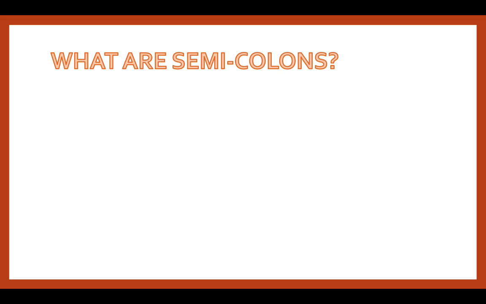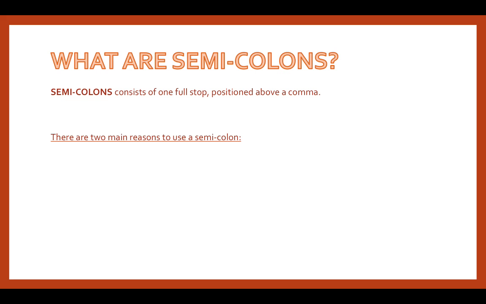Okay, so let's move on to what are semicolons. Semicolons consist of one full stop positioned above a comma. There are two main reasons to use a semicolon: to break up longer lists and to break up two closely related main clauses.